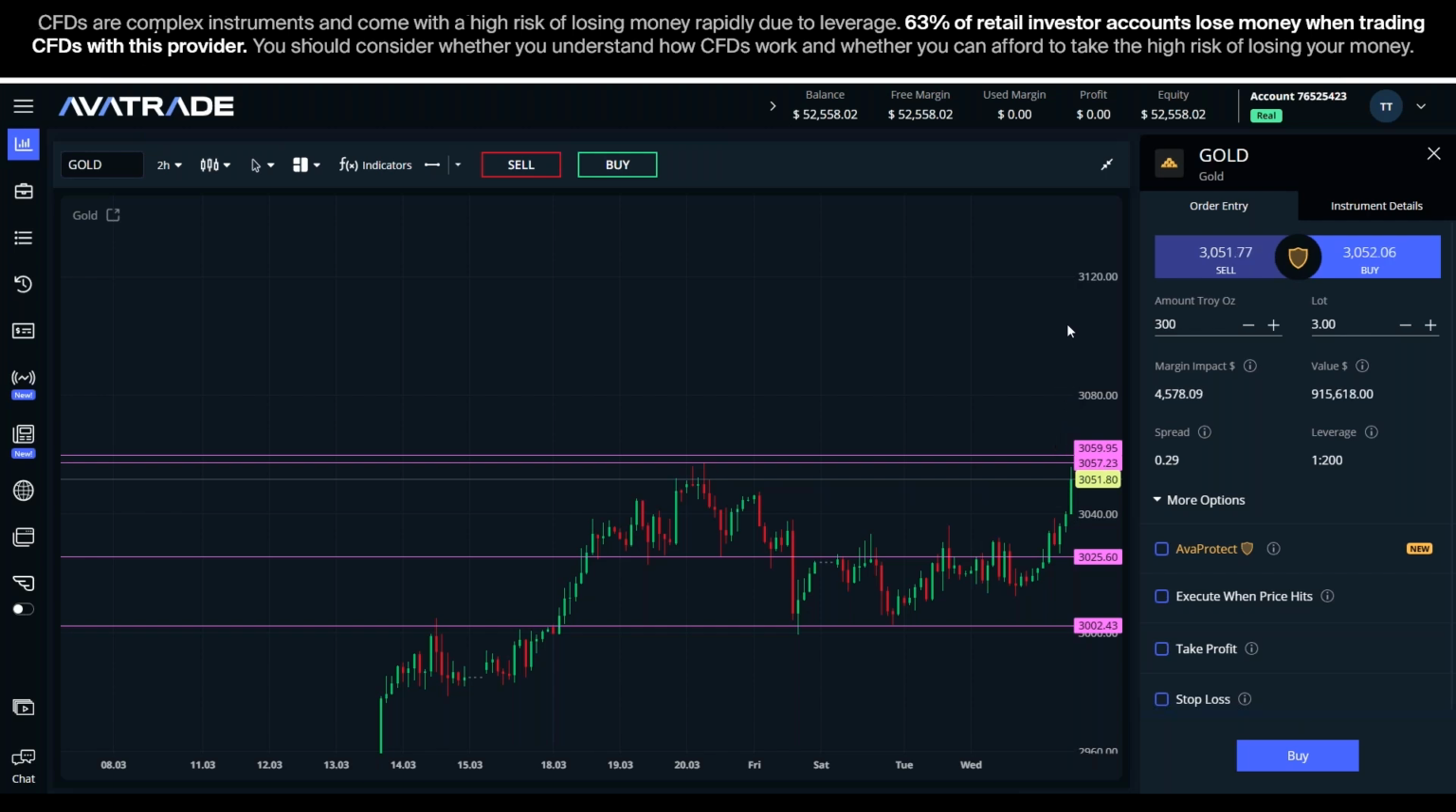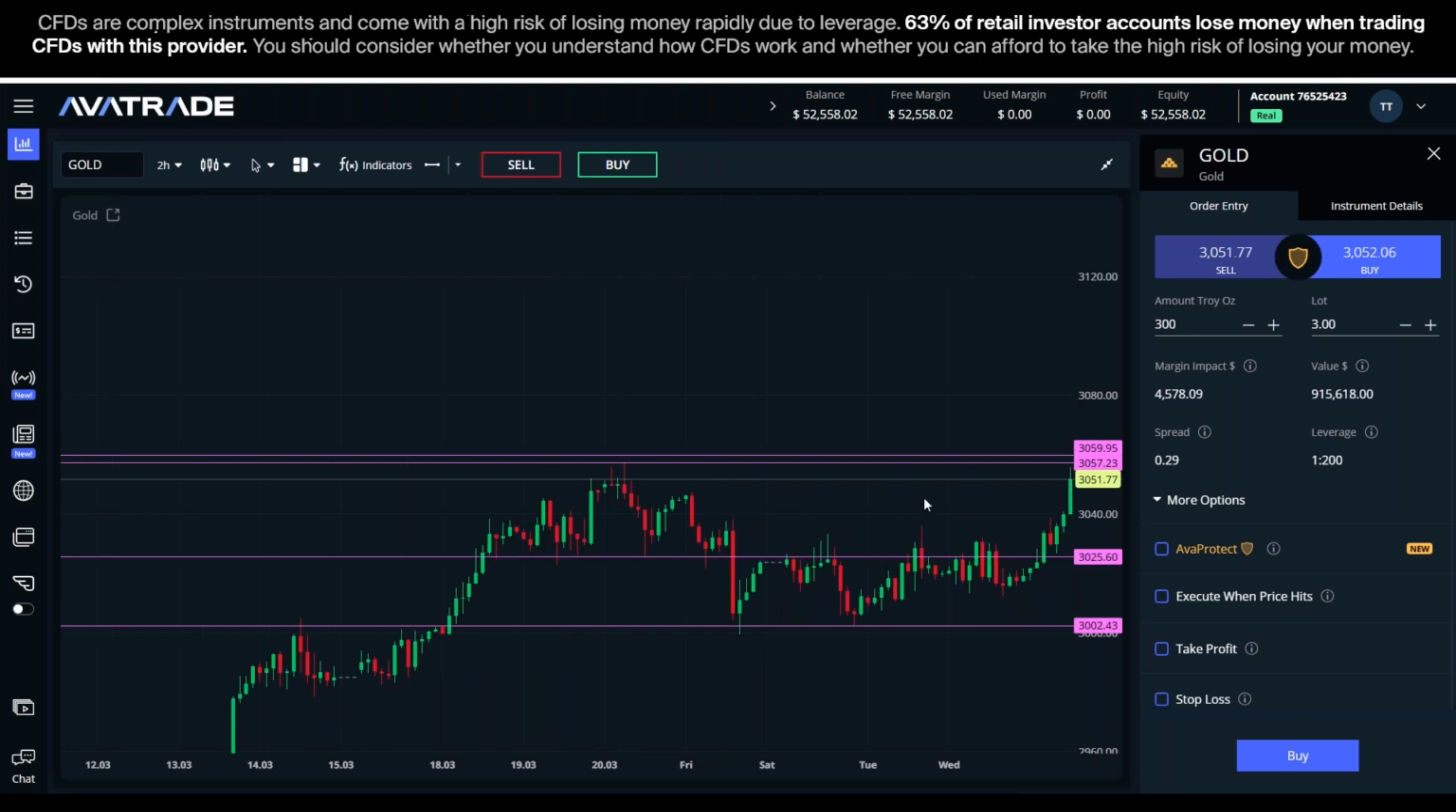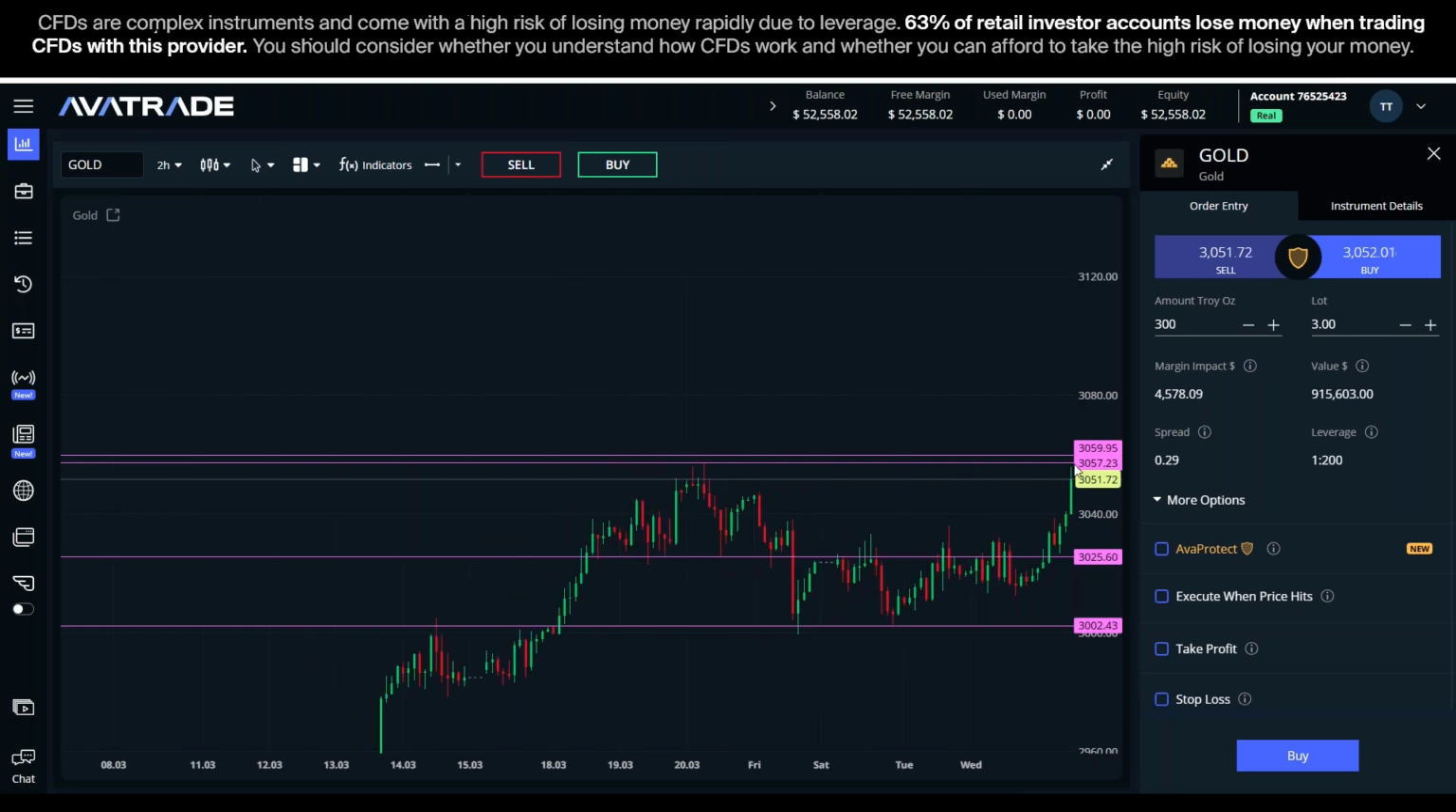Now, many times you'll get a false breakthrough starting out. So if this does break through this all-time high and it just about touched it, you can see it just about touching here a moment ago, but not quite breaking it.